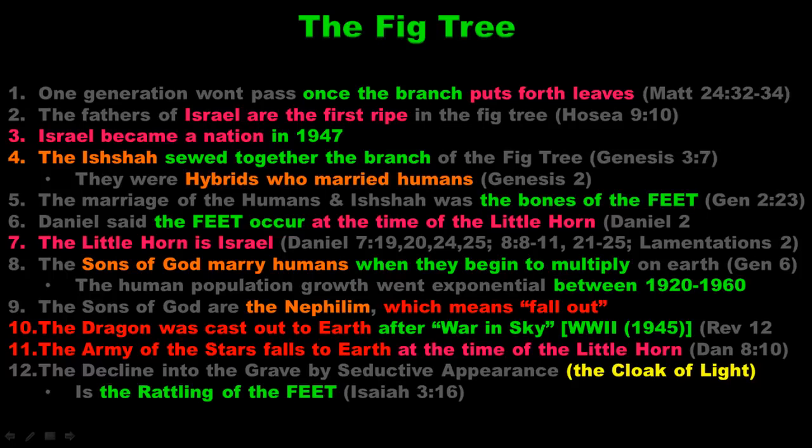And it also tells us the marriage between the humans and the Ishah represents the bones of the feet. So in Daniel, the feet are the final part of the image when the little horn rises. We found out in a previous examination that Israel is the little horn, and it rose up in 1947. In Genesis 6, we're told the sons of God marry humans when humans begin to multiply on the earth. Well, the human population growth went exponential between 1920 and 1960, so that's another connection to that time period. Also, the sons of God are the Nephilim, and the word Nephilim means fall out. In Genesis 12, we're told the dragon is cast to the earth after the war in the sky, which seems to refer to World War II, which ended in 1945.